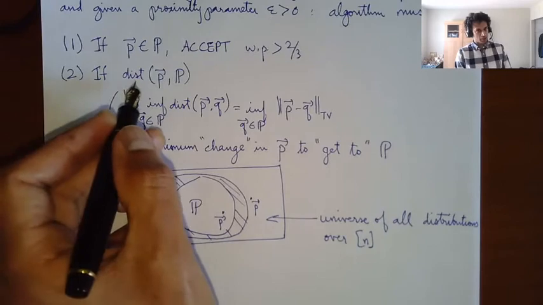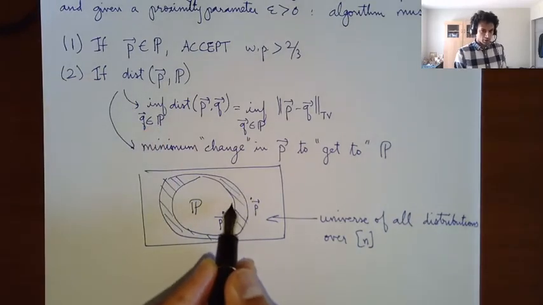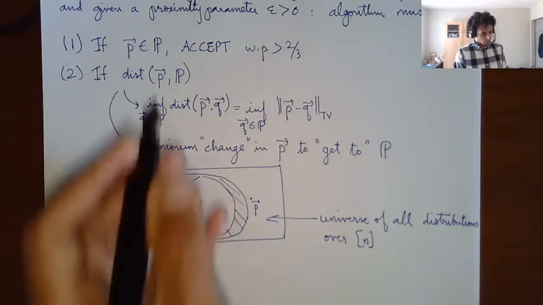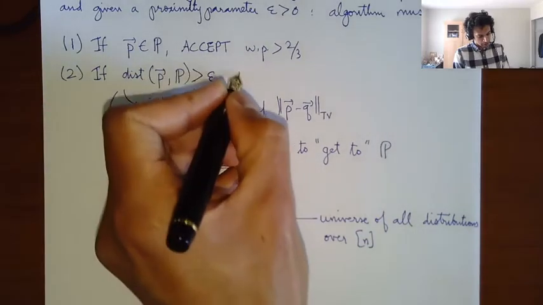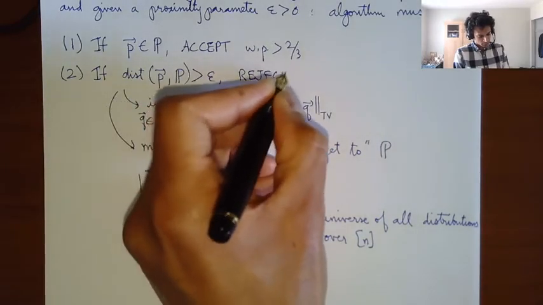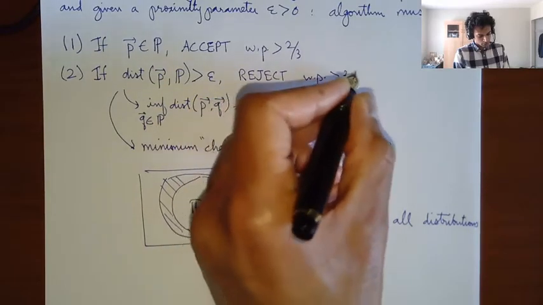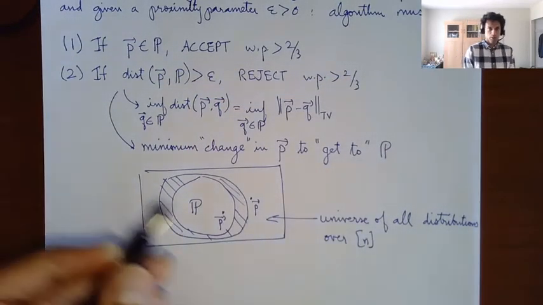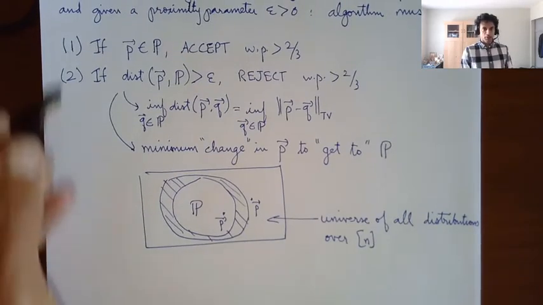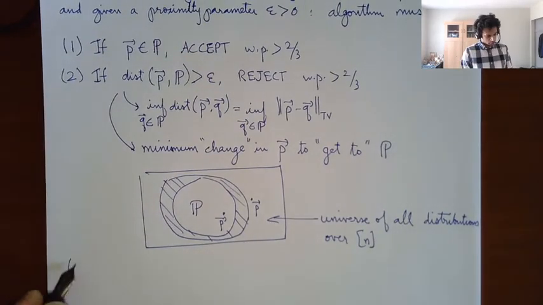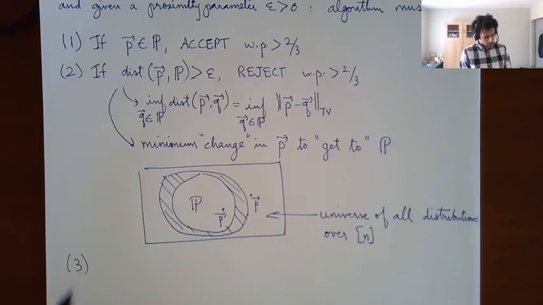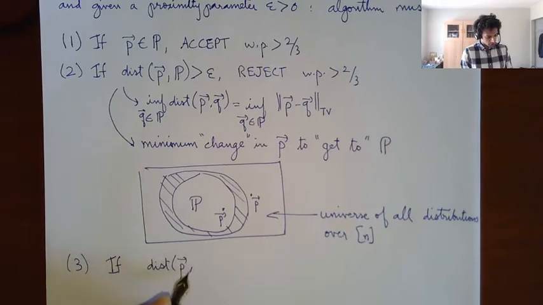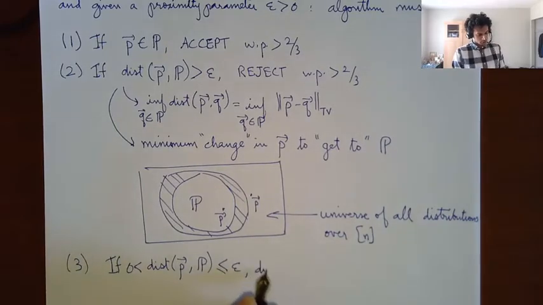So I said if the distance, and so the distance you can think of as the amount of change required to get into the property, if this distance is at least epsilon, reject with probability at least 2/3. And these are the only guarantees that I require. So just to cement this, if the distance from P is less than or equal to epsilon and greater than 0, do anything.